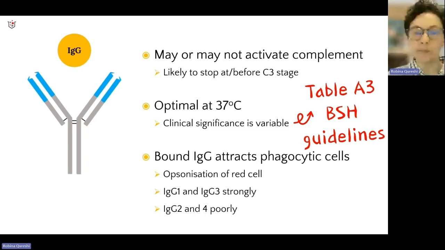Okay, so this is table A3 in your BCSH guidelines, I hope you've all got a copy. Sorry, that's a bit blurry. That is the table that will tell you what to do when you find an antibody. That's in the current version. I know they're being updated as we speak, and a new set will be out soon.